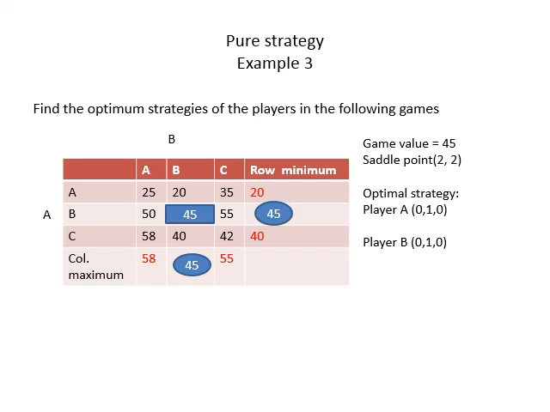The saddle point is 2, 2. That means player A will choose the second strategy, or B strategy, and also player B will choose B strategy. Okay, so, according to the saddle point.